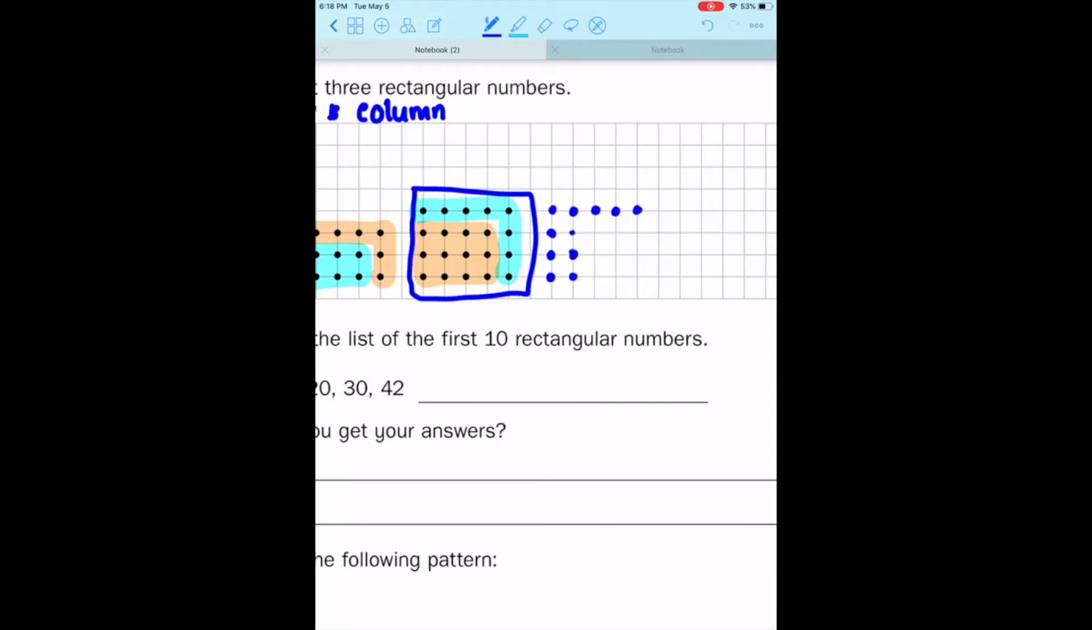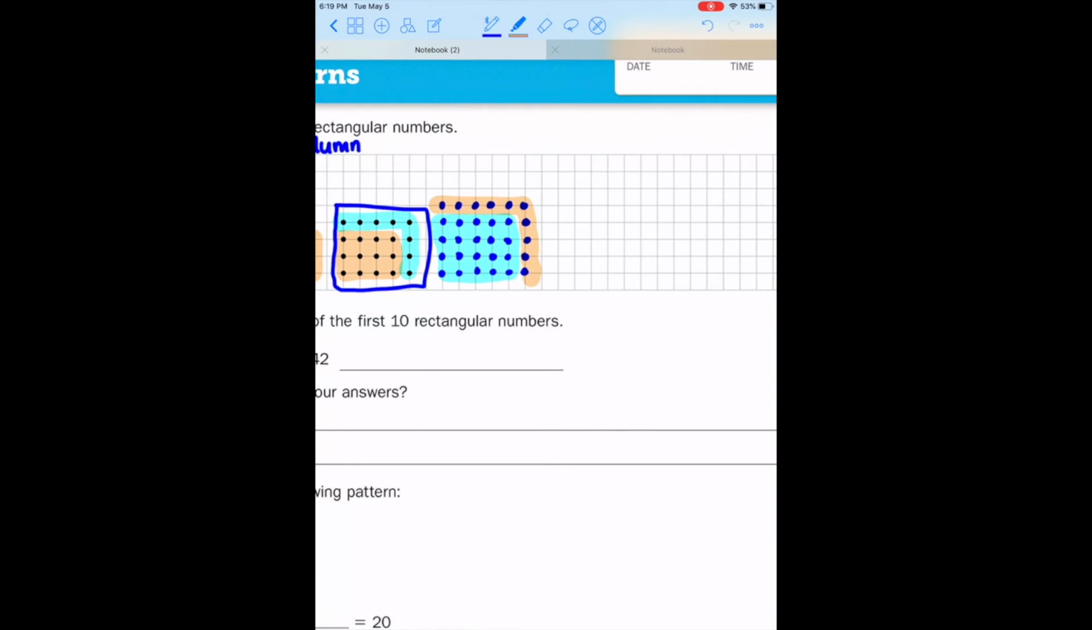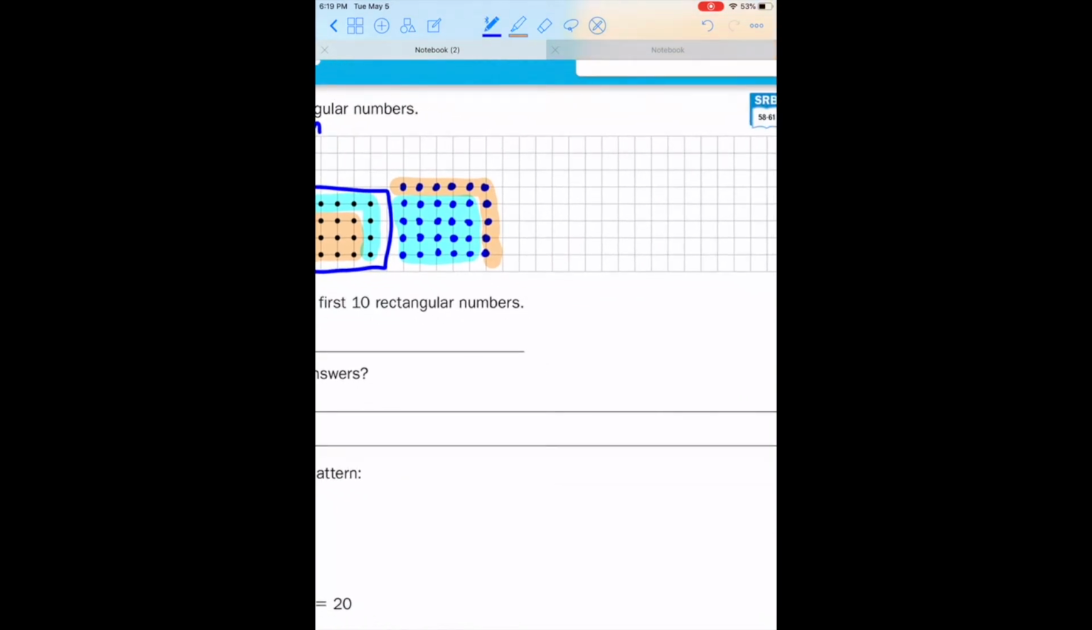So now I'm going to fill in. So this array is showing 4 by 5. Now I have to add a row and a column. So here was the array from before, and we added a row and a column. So they want us to do this again.